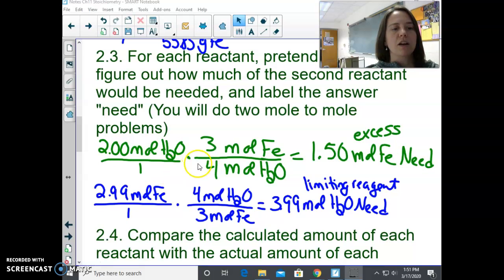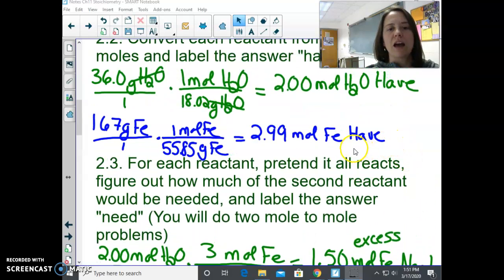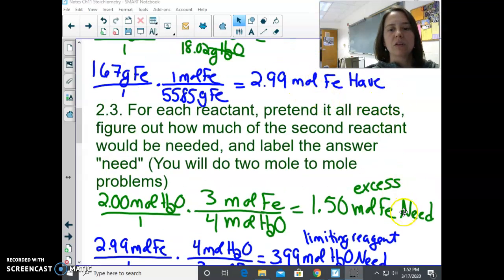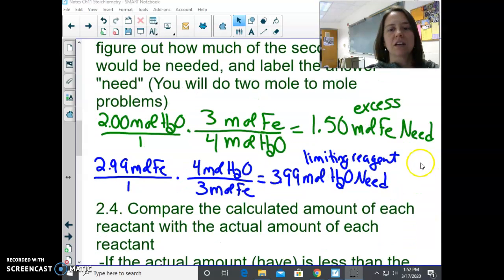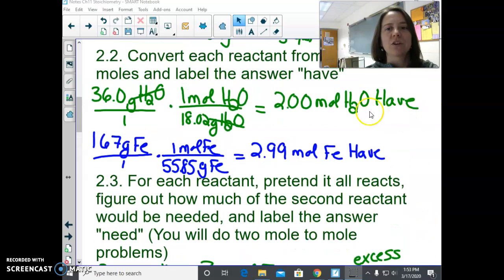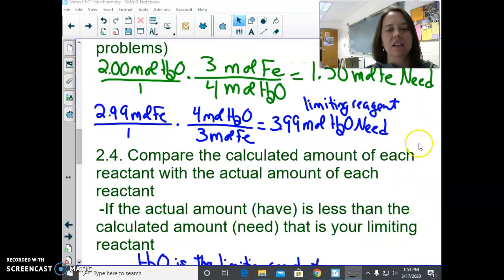And then we need to do our limiting reactant problem. We took our 2 moles of water and pretended it all reacted by doing a mole ratio between iron and water, and we would need 1.5 moles of iron. And then we compared that to having 2.99. So we have more than we need, so iron is in excess. And then we did the same thing with iron, 2.99 moles of iron, and we did a mole to mole problem. If all of that reacted, we would need 3.99 moles of water, which as you can see, we only have 2. So we have less than we need, so water is our limiting reactant.